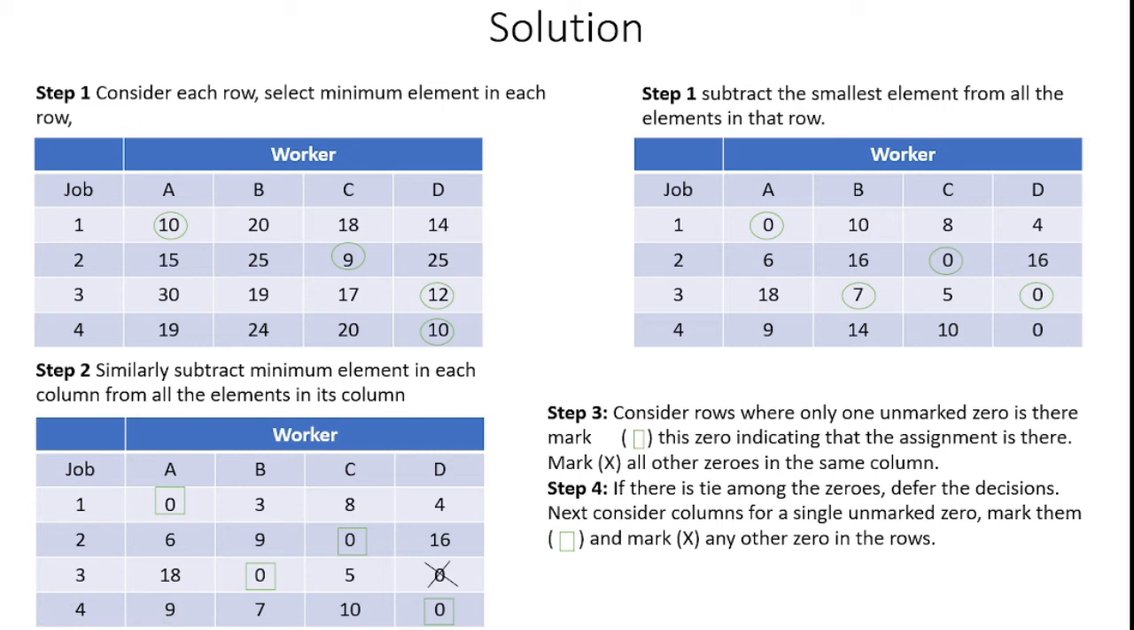So step 4: if there is a tie among the zeros, defer the decisions. Next, consider columns for a single unmarked 0, mark them with a square box and mark cross any other 0 in the rows. So I follow the same rule and allot the job to the respective worker. The workers are A, B, C, D. The jobs are 1, 2, 3, 4.